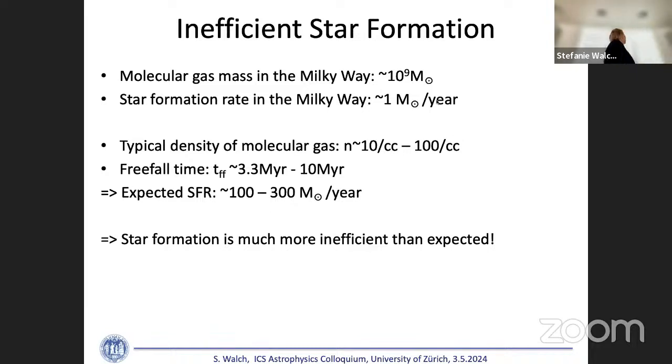Milky Way, we see already that star formation is very inefficient. So in particular, just a very simple exercise, you count how much molecular gas you have in the Milky Way. Then you end up with about 10^9 solar masses. And you can observe that you only form about 1 solar mass per year in stars in the Milky Way.